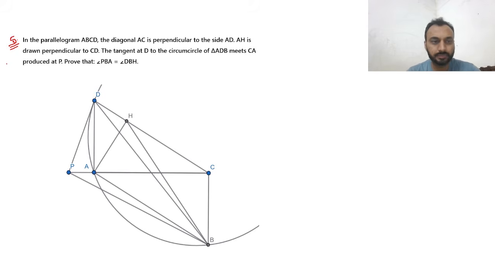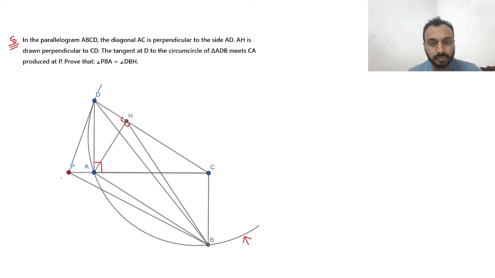The diagonal AC is perpendicular to AD, and AH is drawn perpendicular to CD. So we draw AH perpendicular to CD. The tangent at D to the circumcircle of ADB: this is a circle that we draw passing through A, D, B, and then we draw a tangent to this circle at D. Then it meets CA produced at a point P.